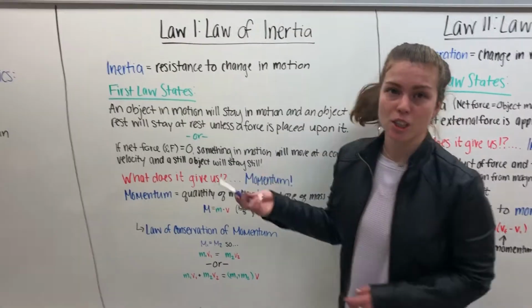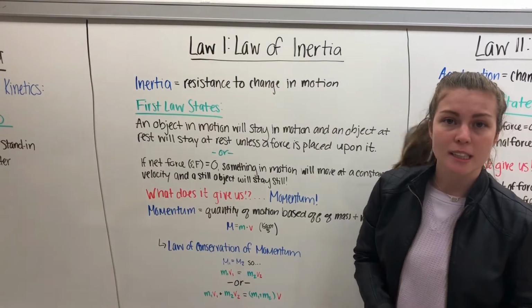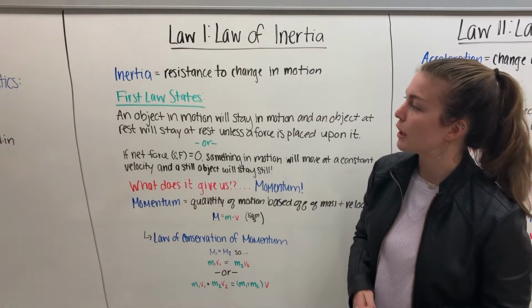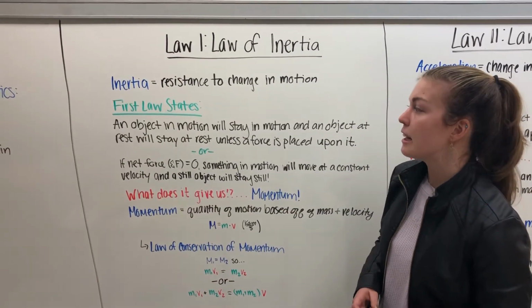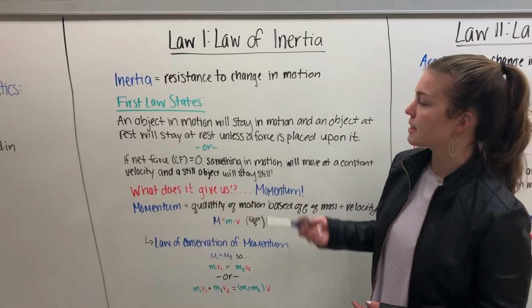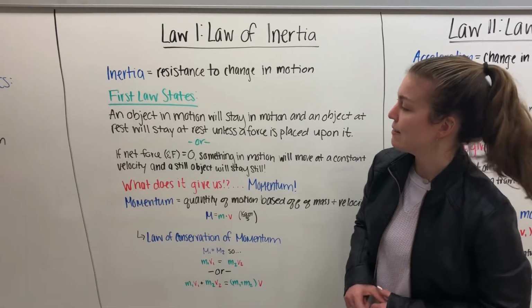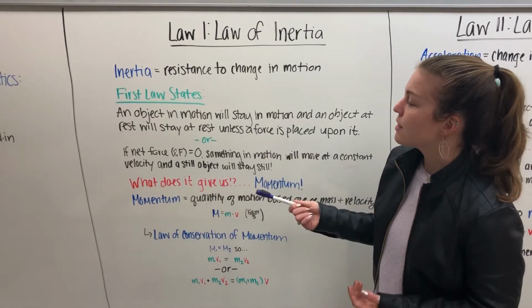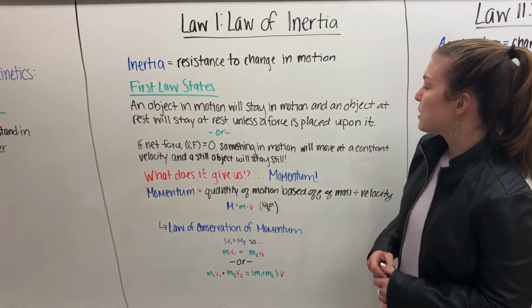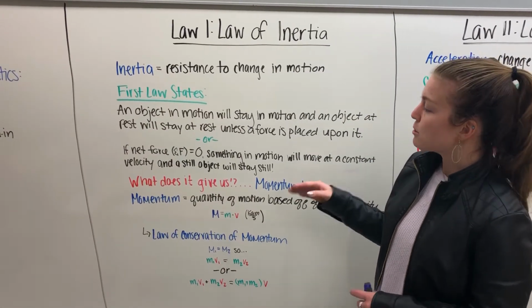We can define inertia as the resistance to change in motion. So this gives us a pretty good indication about what our first law might be talking about, which essentially states that an object in motion will stay in motion while an object at rest will stay at rest unless a force acts upon it. Or, if you want to be a little more scientific with it, you could say that if net force equals 0, something in motion will move at a constant velocity, whereas a still object will stay still.